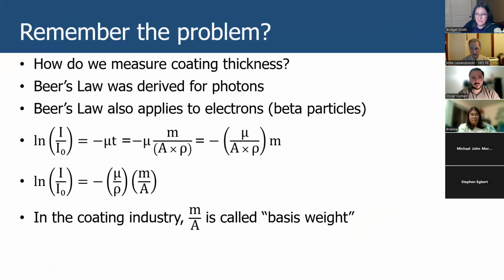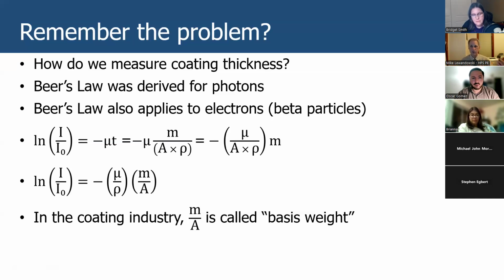All right, let's go back to thinking about the problem. If we're talking about measuring the thickness of a coating, well, Beer's law was derived for photons, right? It started with visible light. And a photon is a photon, so we can apply it to higher frequency photons, to gamma rays or X-rays. Turns out that Beer's law also applies to electrons. So think beta particles.